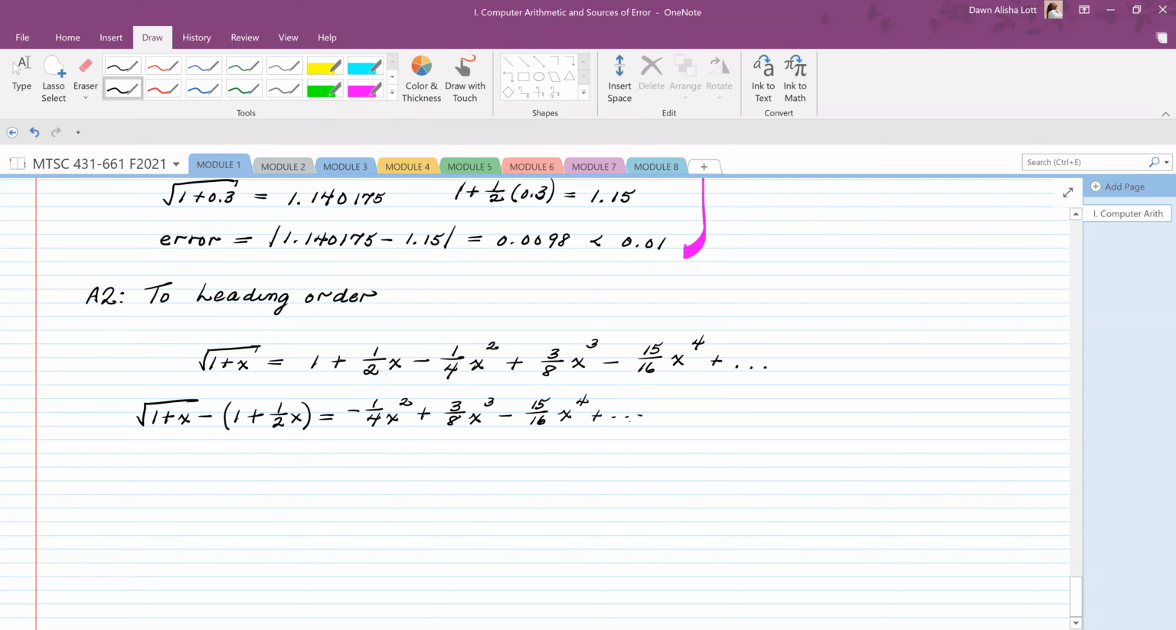Now we know that x is less than 1. So therefore, this is the largest term.